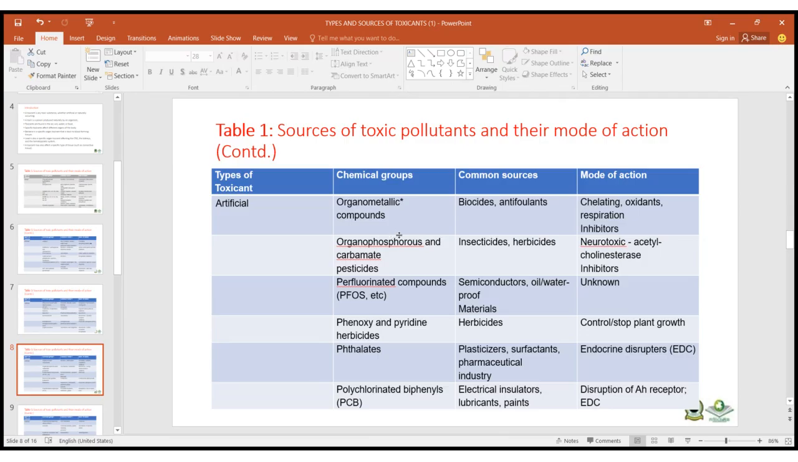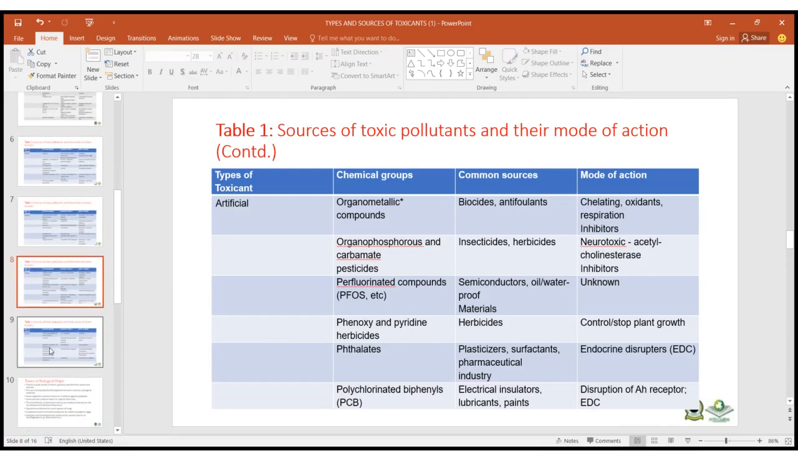And the mode of action: once you load yourself with this sniper, it will inhibit the enzyme acetylcholinesterase. And because the nerves are no more functioning, the person will just collapse and die. So that is it. Then we have many of them like that, the phenoxy and pyridine herbicides. So just go through these ones.